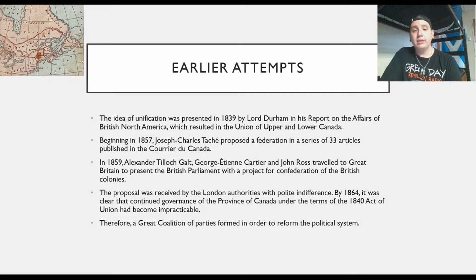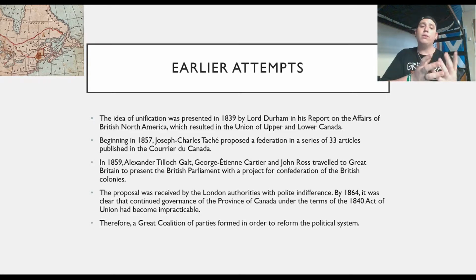Beginning in 1857, Joseph Charles Taché proposed a federation in a series of 33 articles published in the Courrier du Canada. In 1859, Alexander Tilloch Galt, sorry, I'm going to butcher these French names here, George-Étienne Cartier, and John Ross traveled to Great Britain to present the British Parliament with a project for confederation of the British colonies. The proposal was received by the London authorities with polite indifference.